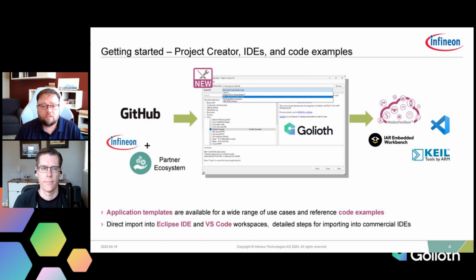In this screenshot, you see a use case of pulling up the Golioth code example. With that, I can then generate the project that targets the IDE that I want to choose, whether I want to do it directly in the Eclipse IDE that's bundled with Modus Toolbox, VS Code, IAR, Keil, you get to choose those. And it'll have specific steps. Certainly for the Eclipse IDE and VS Code, really simple. They just open up directly inside of those IDEs.